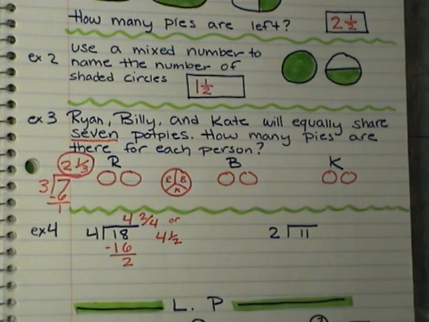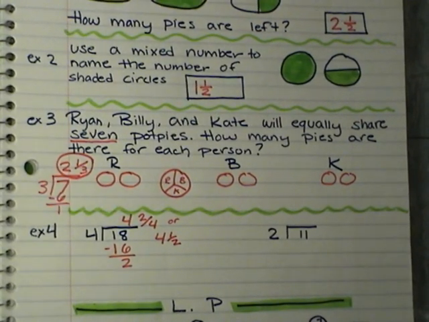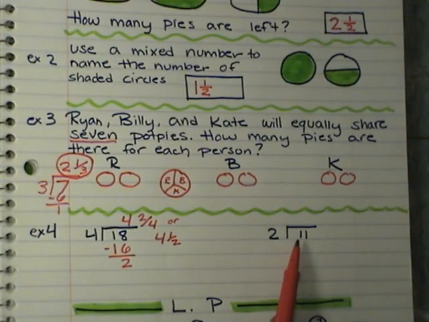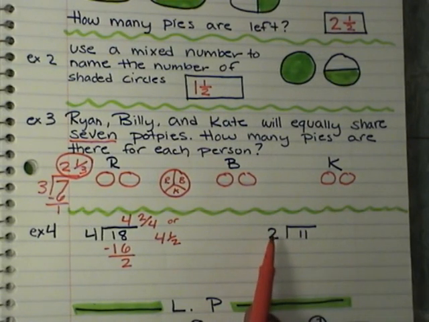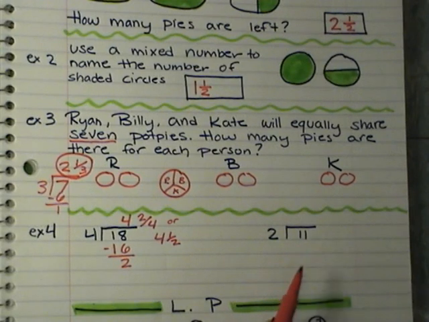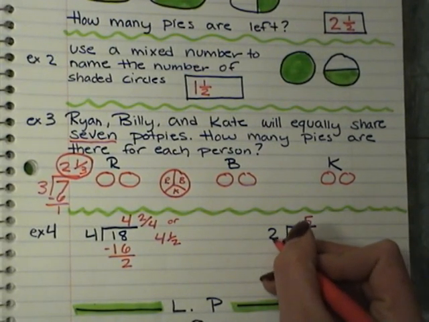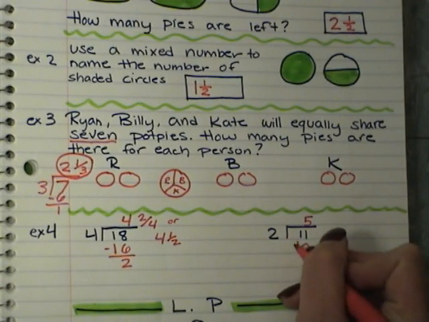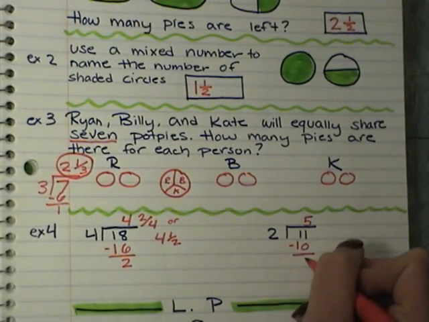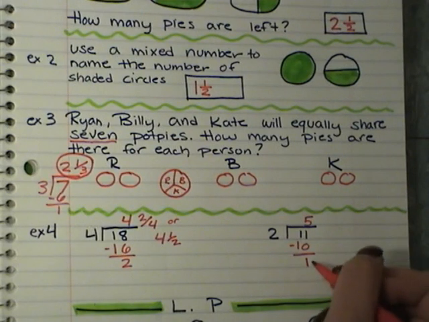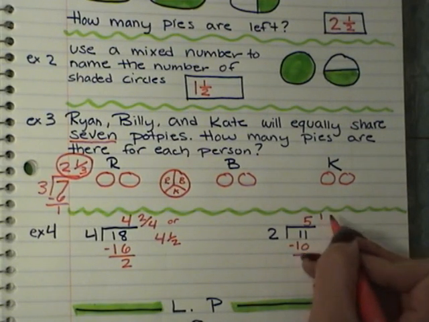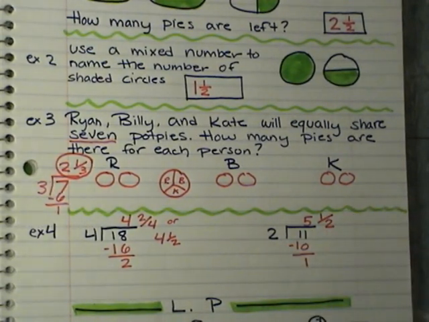Alright, and we're going to try the next one. So how many times can 2 fit into 1? 0. But how many times can 2 fit into 11 evenly? We're going to say 5. 5 times 2 is 10. When you subtract, 11 minus 10 is 1. You have nothing left to bring down, so 1 is your remainder. Now you need to put it over your divisor. So you have 5 full, I guess we could say pies, and 1/2 of a pie.